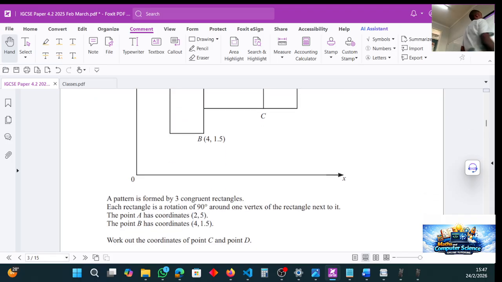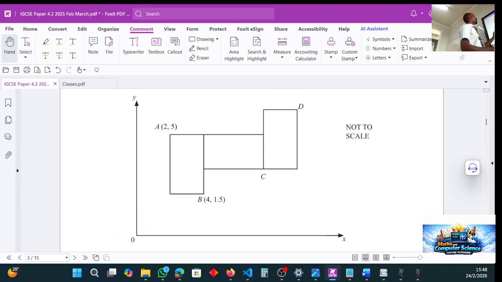We are given a pattern that is formed by three congruent rectangles. Now, each rectangle is a rotation of 90 degrees around one vertex of the rectangle next to it. Now, the point A has coordinates 2 and 5, point B has coordinates 4 and 1.5. So work out the coordinates of point C and point D. Now, I'm looking at the shapes that we have here.